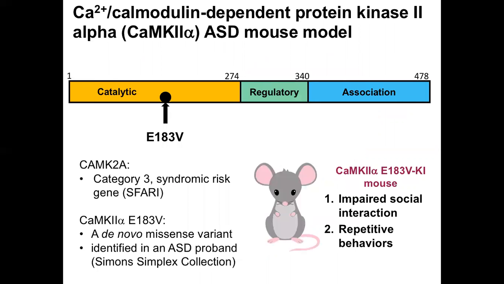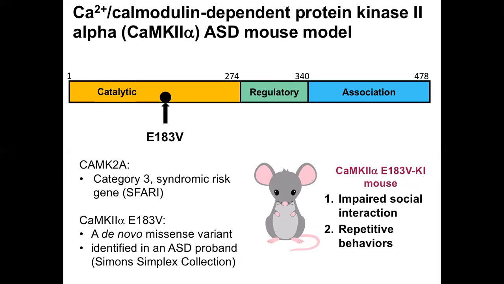To study this question, I will be using an ASD mouse model in which mice harbor a mutation in CAMK2 alpha that was first identified in an individual with ASD. Since its original identification, CAMK2 alpha E183V has been identified in numerous individuals with ASD as well as intellectual disability. As a consequence, the gene that encodes for CAMK2 alpha has been labeled as a category 3 syndromic risk gene for ASD.